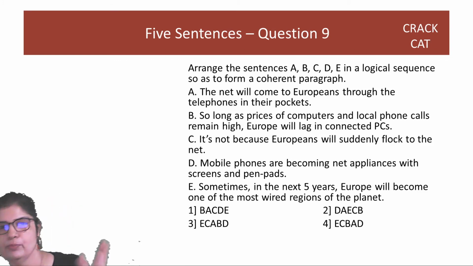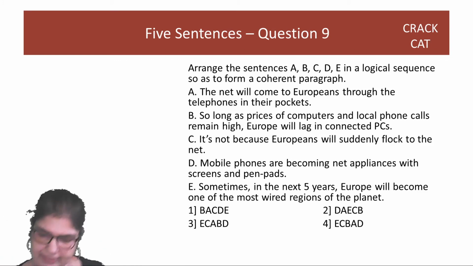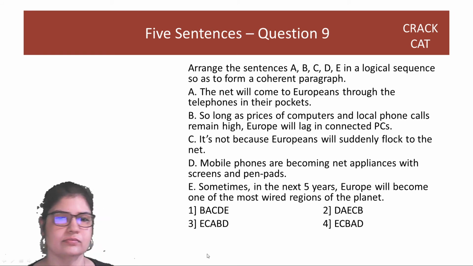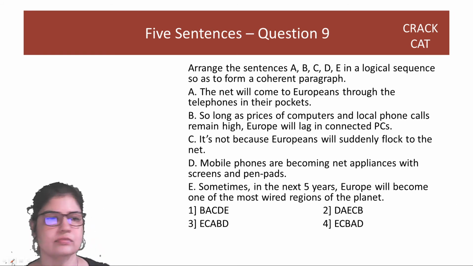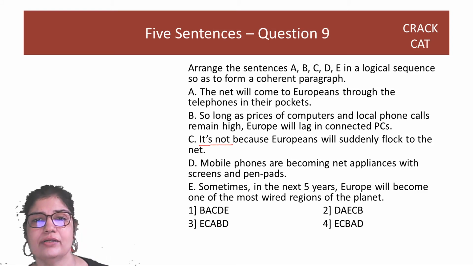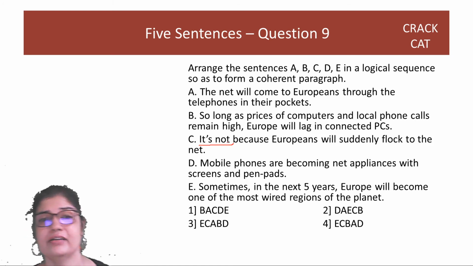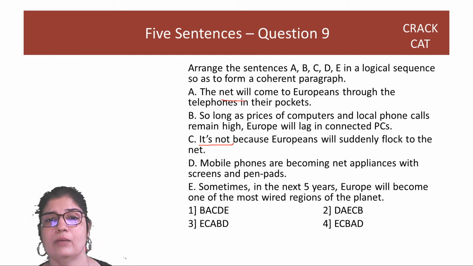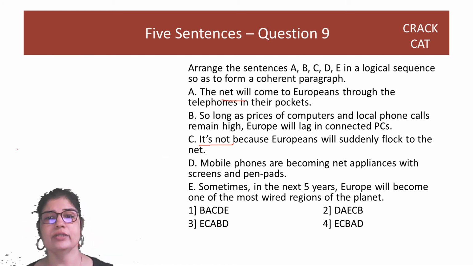So Europe, right? So we can easily see, guys, where it's going to begin from. I hope we can see that, right? And there is a good clue here. It is not because Europeans will suddenly flock to the net, but the net will come to the Europeans, right? So what is going to start off? E is going to start off. Sometimes in the next 5 years, Europe will become, so this goes here or this goes here.